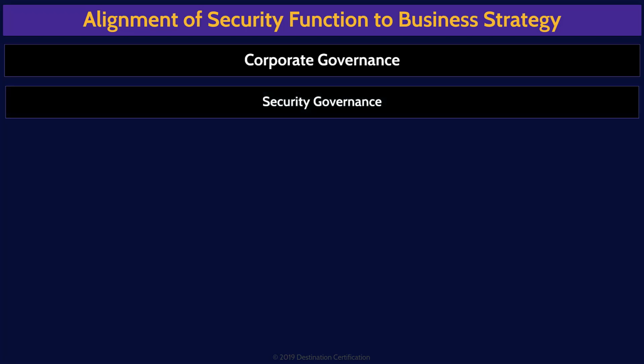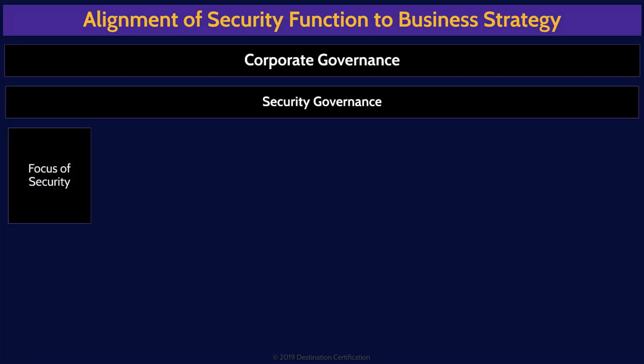Now, based on those goals and objectives, we then think about security governance. And so security governance is the system of rules, practices, and processes by which the security function is controlled. And most importantly, how the security function ensures it is aligned with the organizational goals and objectives, thus ensuring that the security function is an enabler for the business.